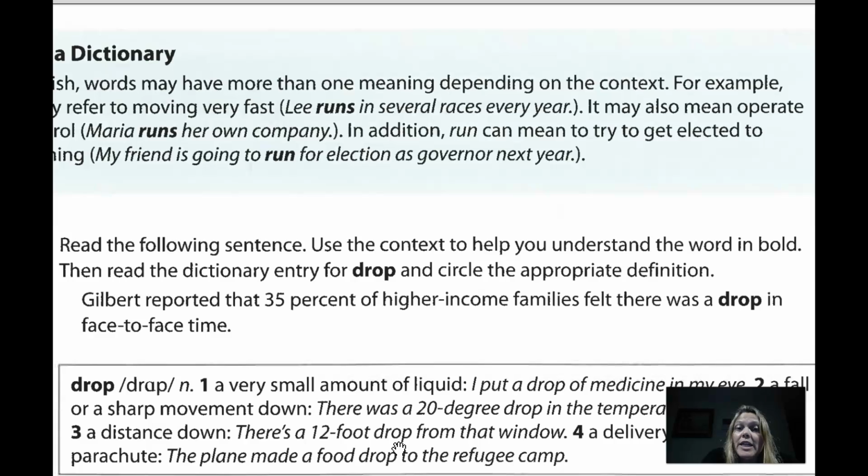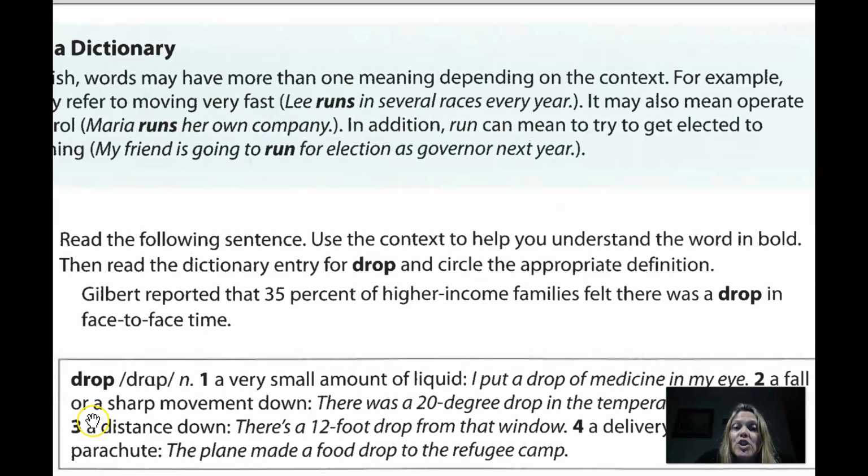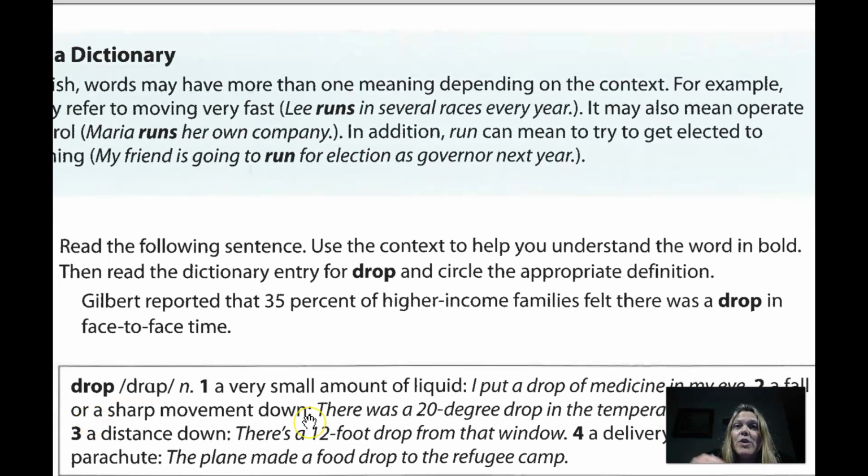The answer here is going to be a sharp movement down, right? Boom. Because it says, Gilbert reported that 35% of higher income families felt there was a drop in face-to-face time. Something went down, okay? So the answer is going to be definition number 2, circle number 2.